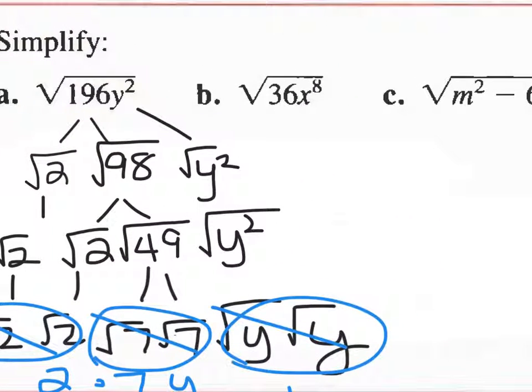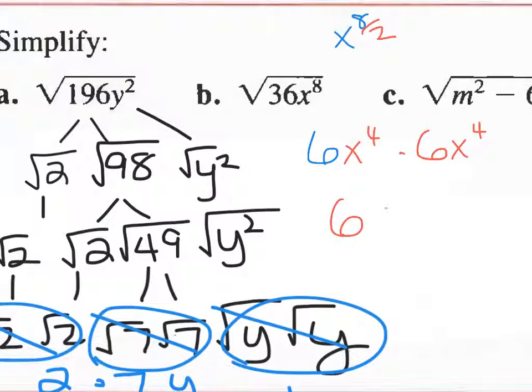Now again, if you realize 36 was a perfect square, you could pull a 6 out. And then all you have to do with the x, if you don't want to break it down into 8 little x's, just take the exponent, divide it by 2. And this becomes x to the 4th. Because if you think about it, 6x to the 4th times 6x to the 4th gives you the 36x to the 8th. So the final answer here is 6x to the 4th.